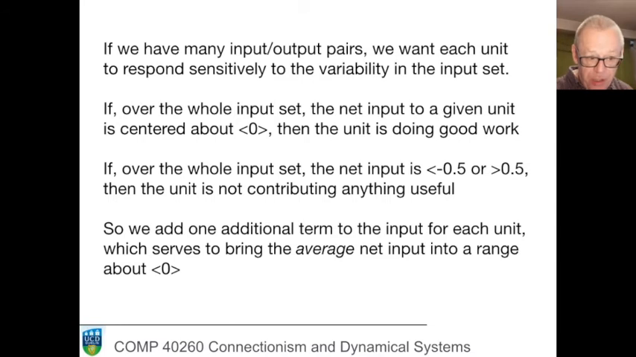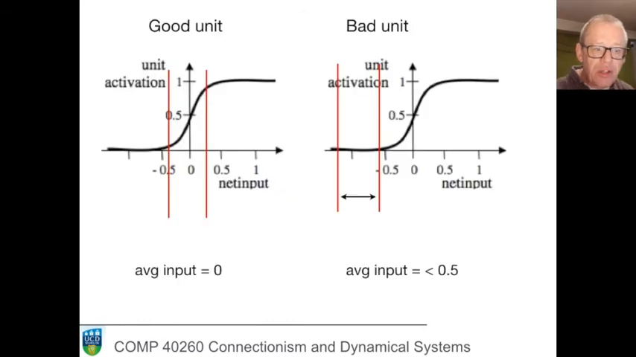To address this issue, we augment our simple computational unit, the Warren McCulloch Walter Pitts unit that we have looked at so far, and we introduce one additional term which we add to its net input. And this term is chosen so as to shift the average net input of the unit to center it more or less about 0. So the situation is illustrated here with two units. The one on the left has an average input about 0 between the two red lines there. And so this unit is doing good work.